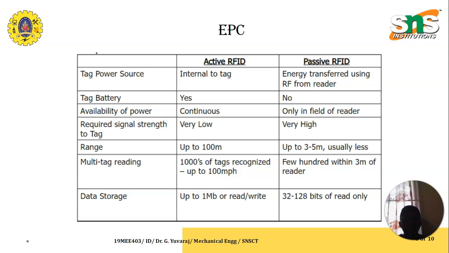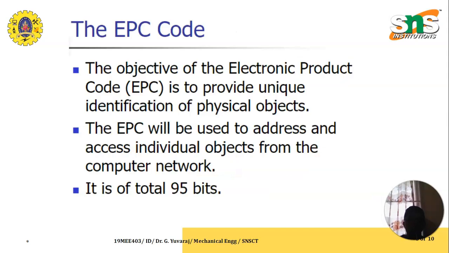For multi-tag reading, thousands of tags can be recognized at up to 100 mph, and a few hundred within 3 meters of the reader. For data storage, active RFID can store a maximum of 1 MB of data, but passive RFID can only read 32 to 128 bits. So we cannot go for huge memory storage; it is not possible with passive RFID.